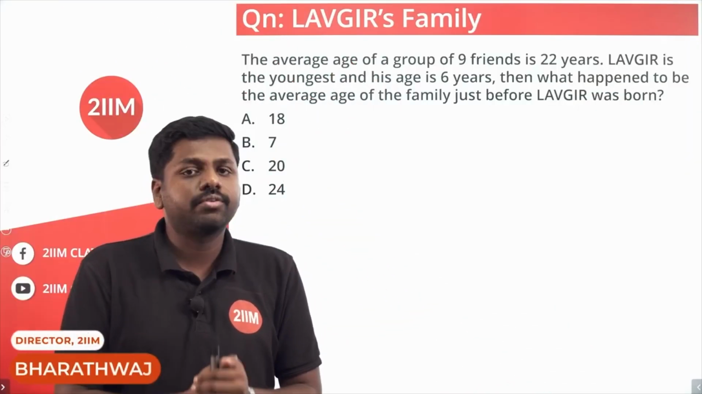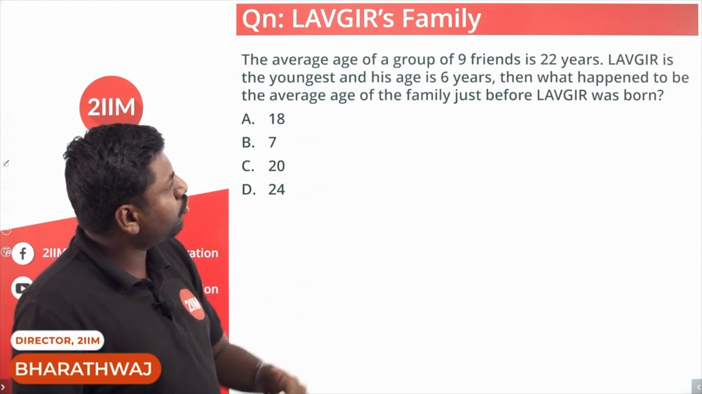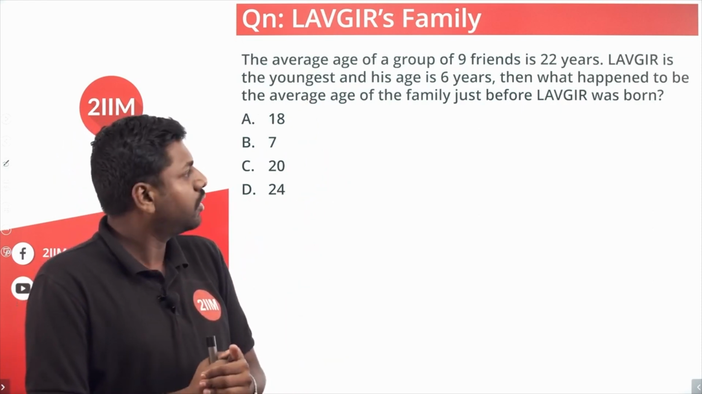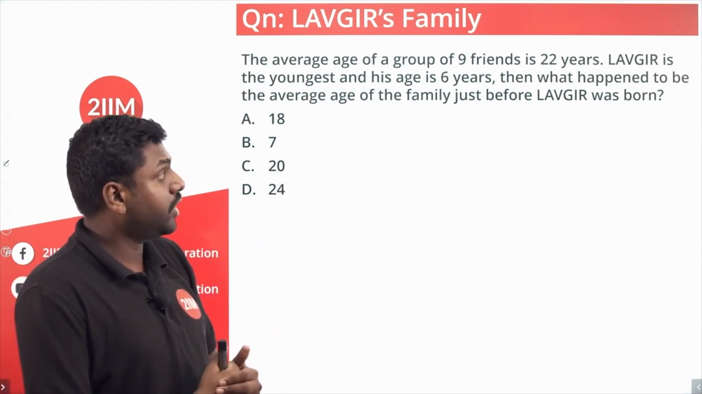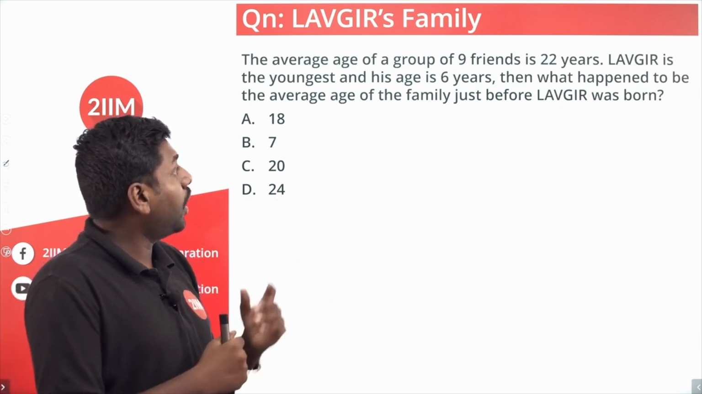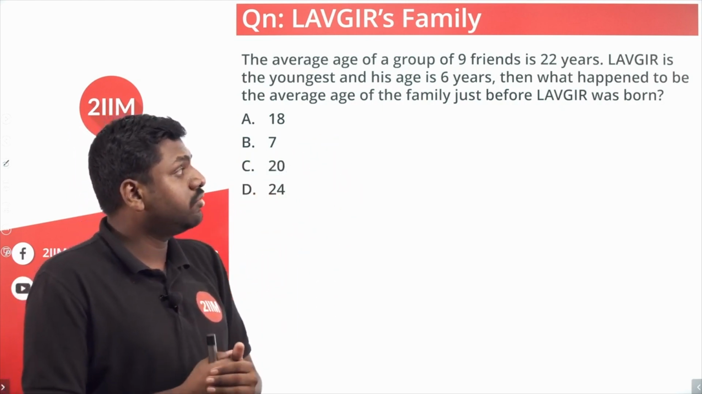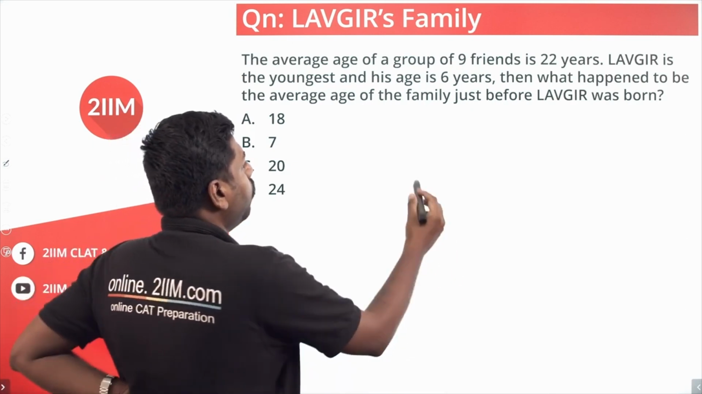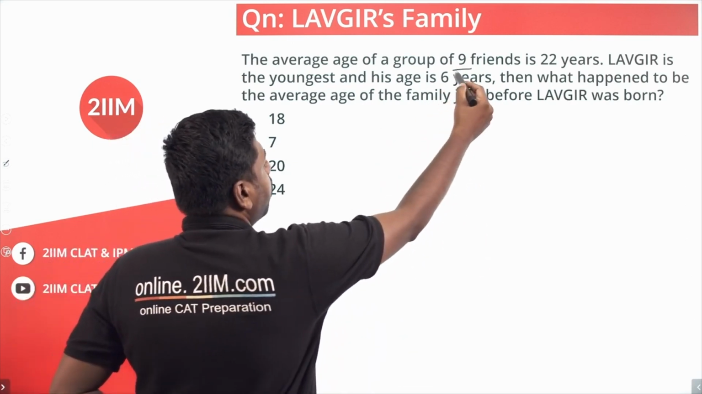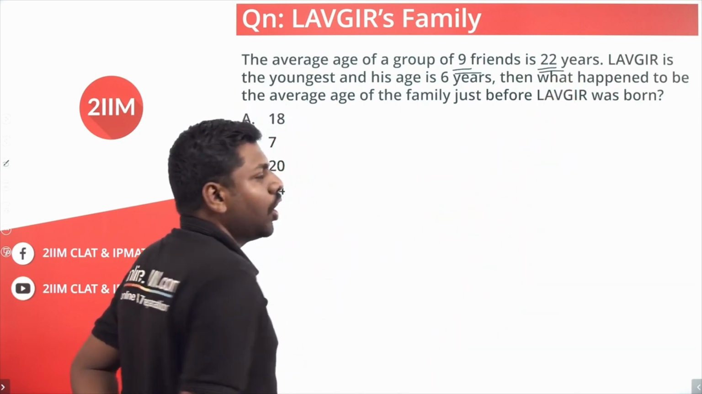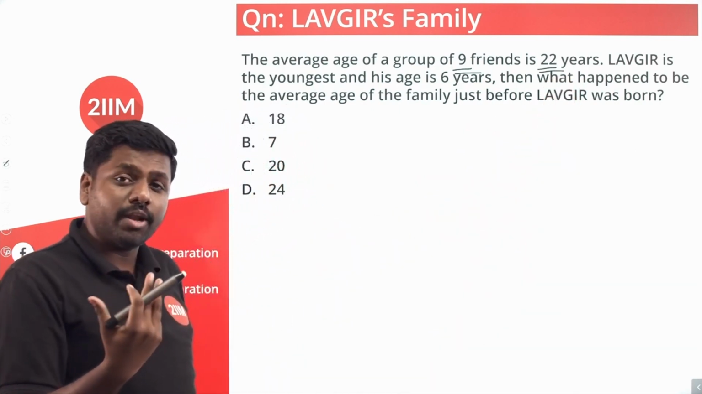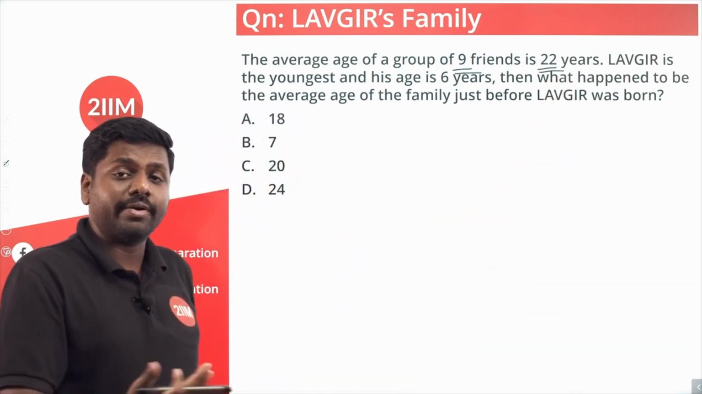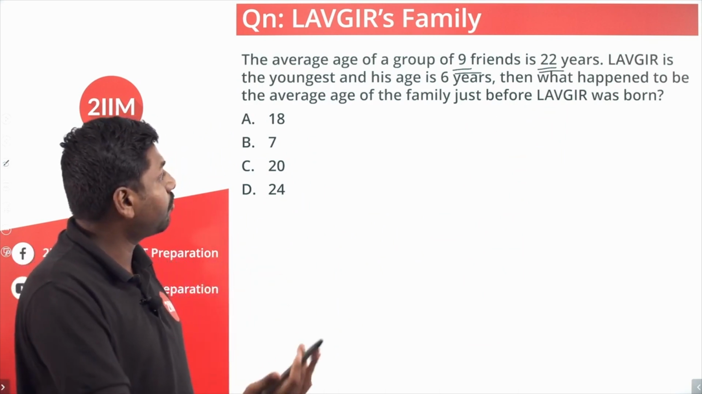Interesting question on averages. The average age of a group of 9 friends is 22 years. Lovegear is the youngest and his age is 6 years. Then what happened to the average age of the family just before Lovegear was born? So this is a question. Now, the average age of the group of 9 friends is 22 years. What is the total number of years for the entire family or friends?